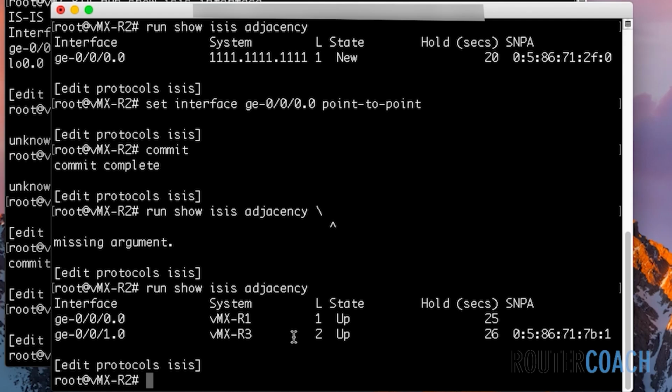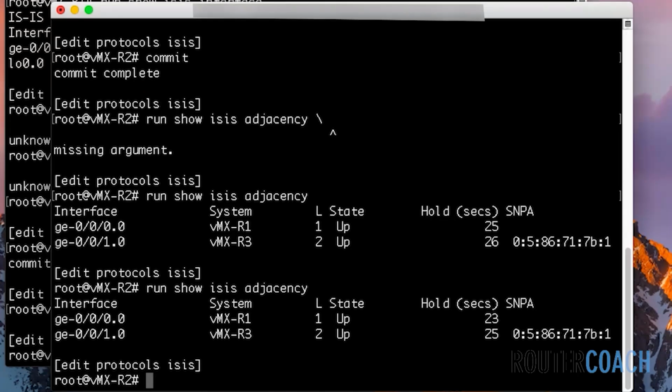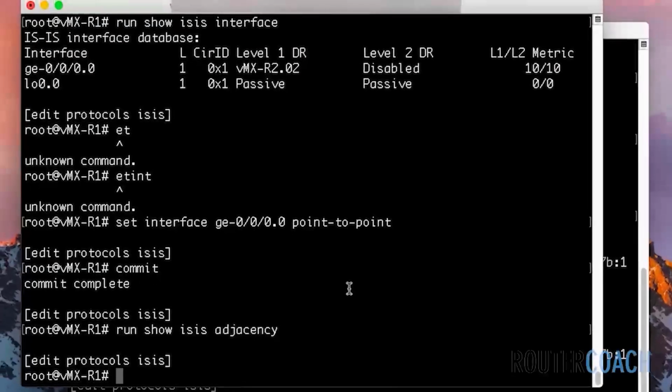Yeah, and we now see that the interface is up. A couple of interesting points here. So our SNPA has disappeared, which is interesting. Let's have a look at the trace file as well.